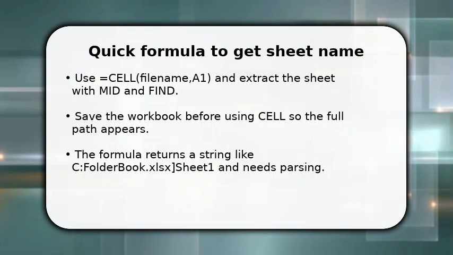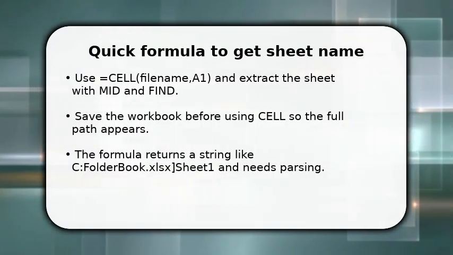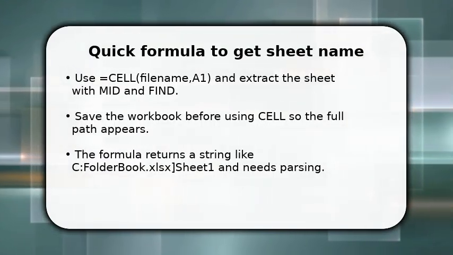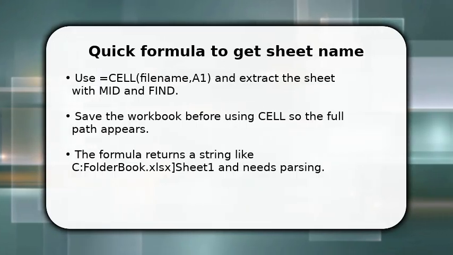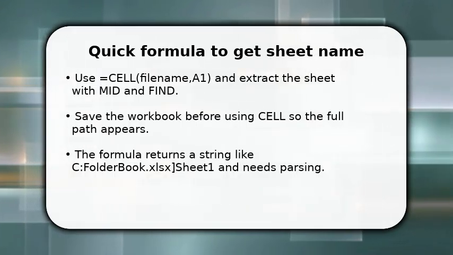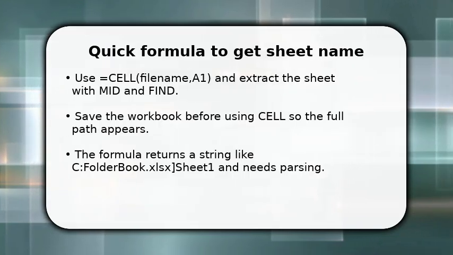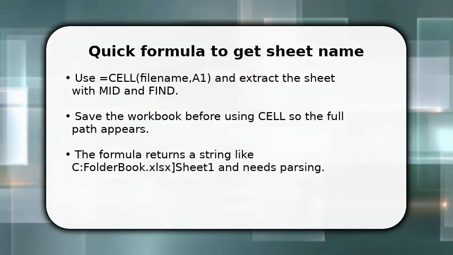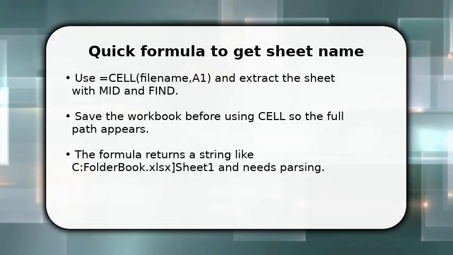Start by saving the workbook so Excel exposes the full file path. Enter =CELL("filename",A1) into any cell to return the workbook path and sheet. That result looks like C:/folder/[book.xlsx]Sheet1 and includes brackets around the sheet.